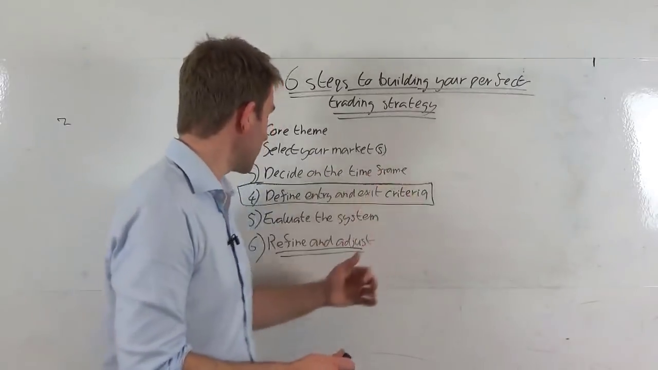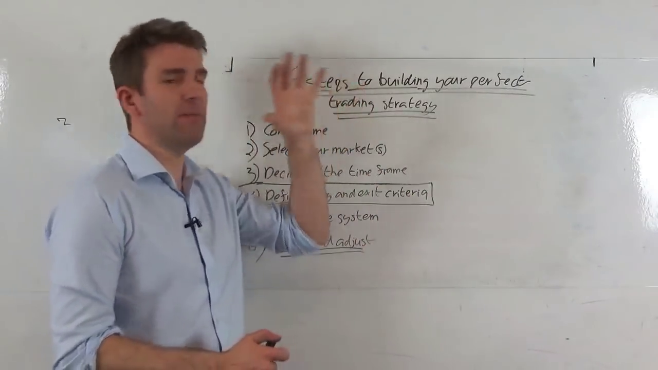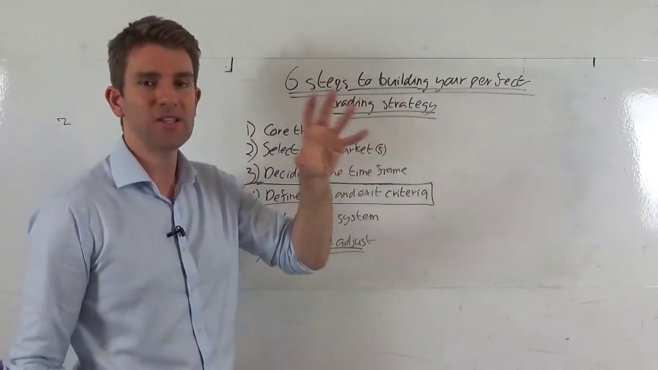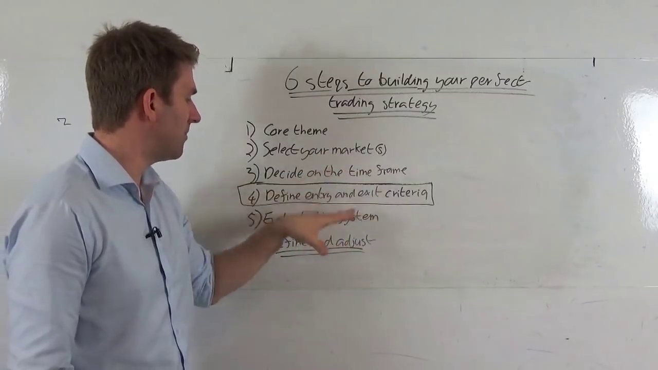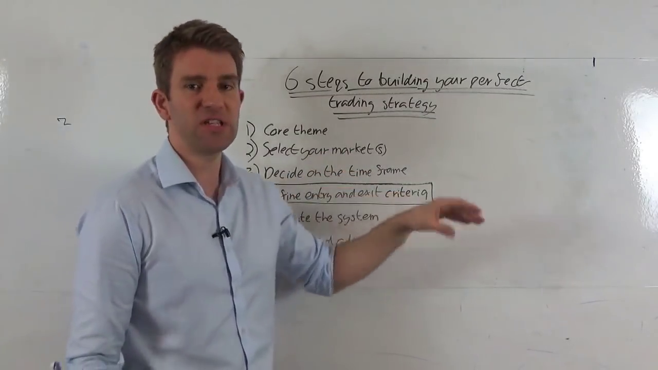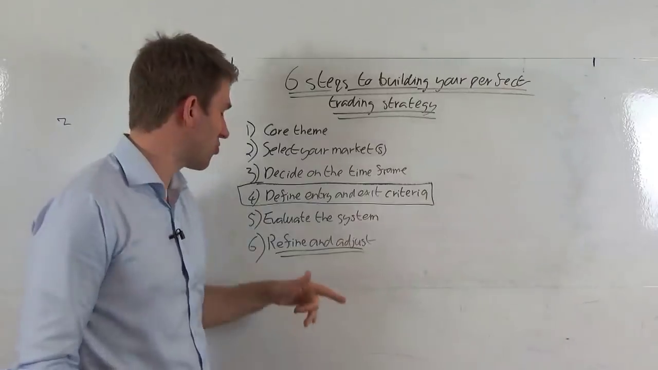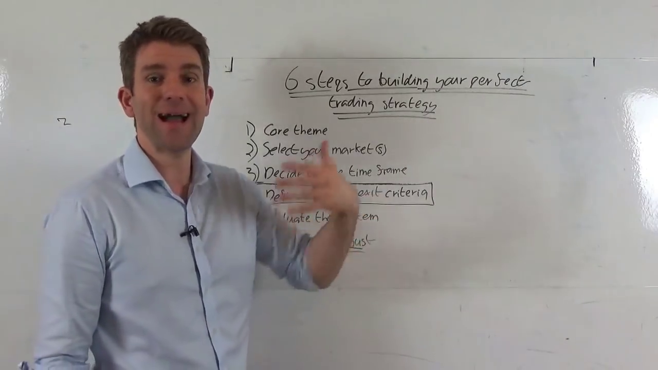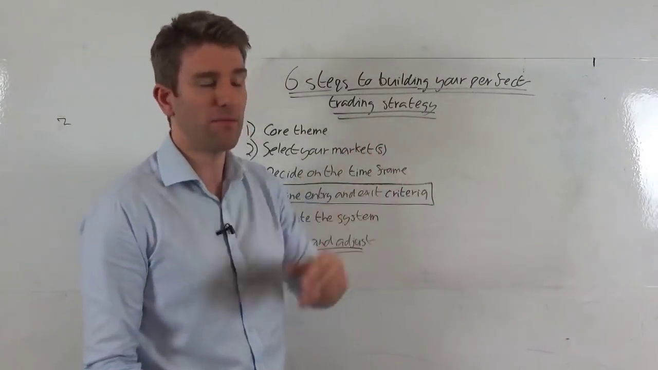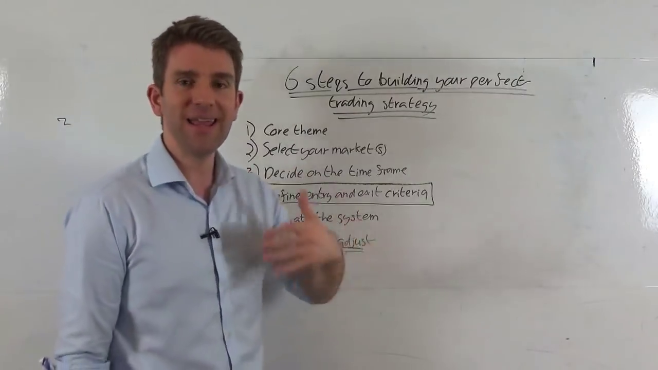So there's your 6-step guide, guys. Your core theme, understanding what you're doing, selecting your market is very important. Your time frame, important. Defining your entry and exit criteria, so your filters and your triggers to take the trade. Evaluating the system as it's performing, or back testing if you prefer to do that. And finally, refining and adjusting.